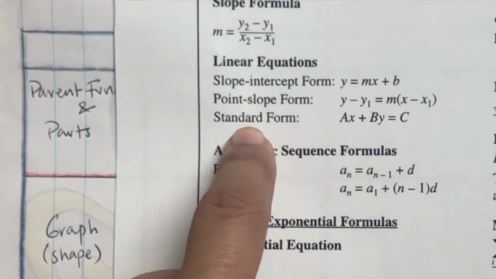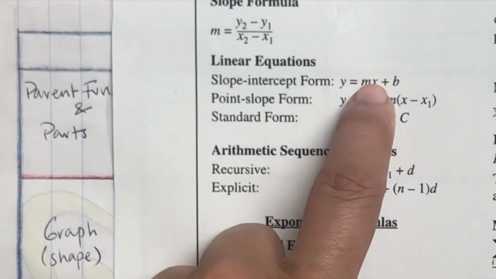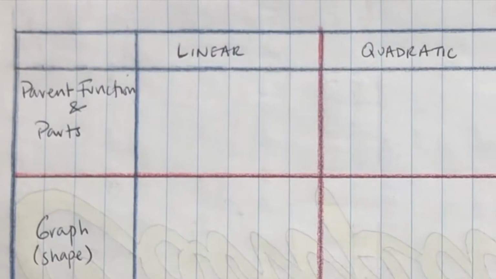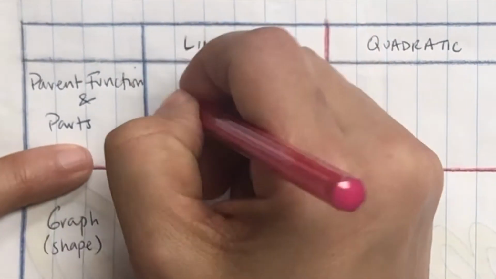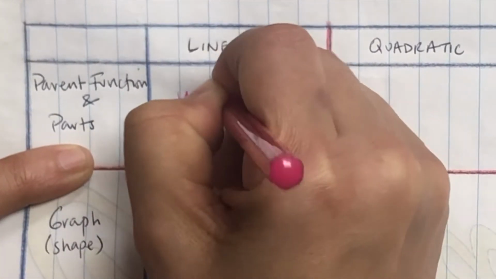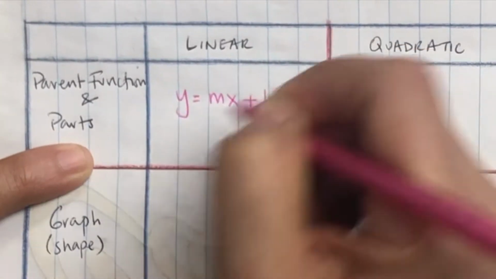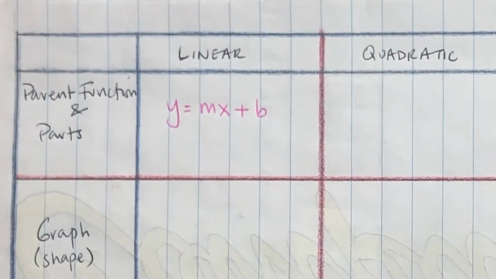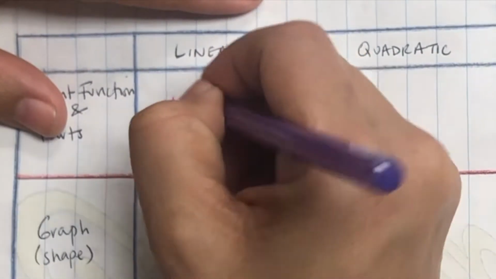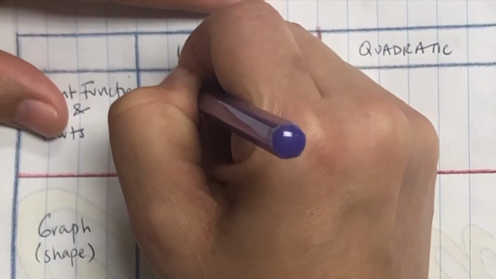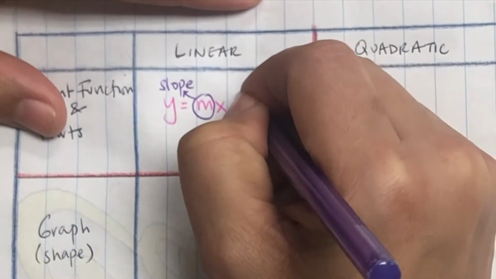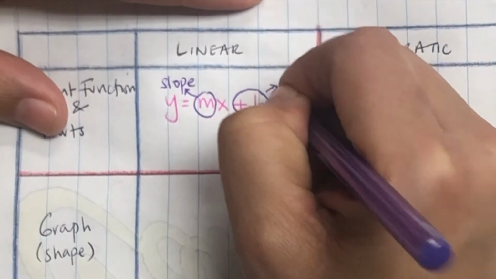This is in point slope, and this is standard form. The most used one is going to be in slope intercept form. So I'm going to go write that down and talk about what it means. So you have y equals mx plus b. So let's talk about what the parts of this formula mean. You need to know that this right here is the slope, and plus b is the y-intercept.